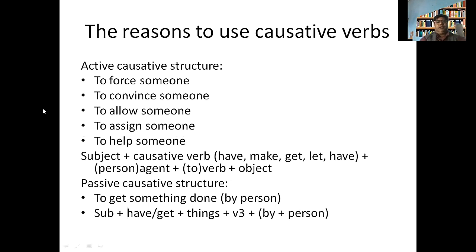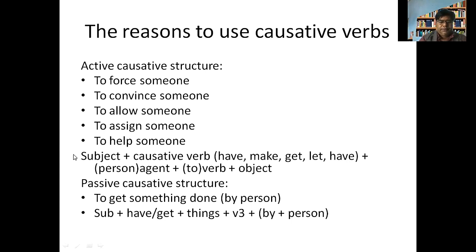Now, the reasons to use causative verbs. Why do we use causative verbs? Even though there are many verbs in English, why do we use them? Obviously there are some reasons. The reasons are to force someone to do something, or to convince someone or to allow someone. Similarly, we use causative verbs to assign someone, to assign a task. And another reason to use causative verbs is to help someone.